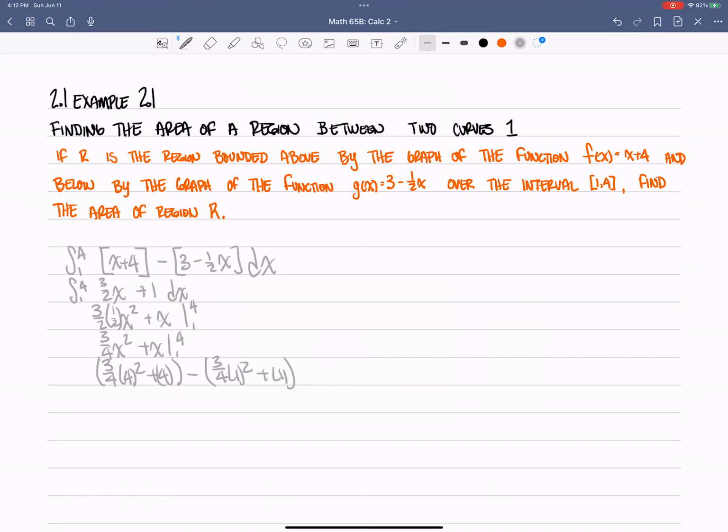And we have 4 times 3 is 12, plus 4, minus 3 over 4, minus 1. So 16, 15 minus 3 over 4. So that's 14.25. 14.25, and there we go.